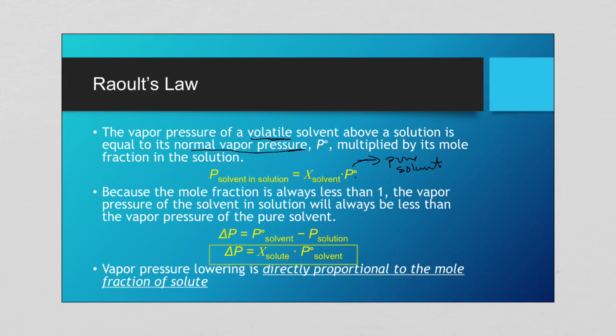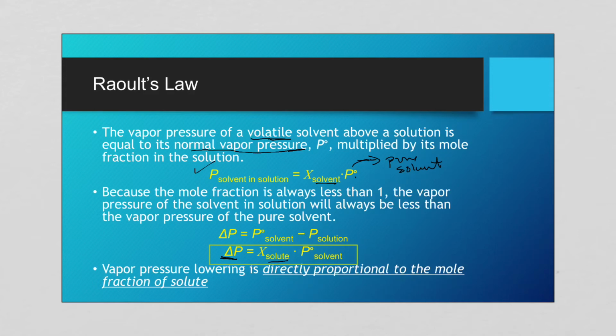Now, we can think about it in terms of the change in pressure, right? So how much does it drop from the pure to the solution? And if I want to calculate the change, that's going to be the mole fraction of solute times the pure vapor pressure. So we can just calculate the vapor pressure of solution, or we can calculate the change in vapor pressure. And the only difference here is in this one we use the mole fraction of solvent, this one we use the mole fraction of solute.